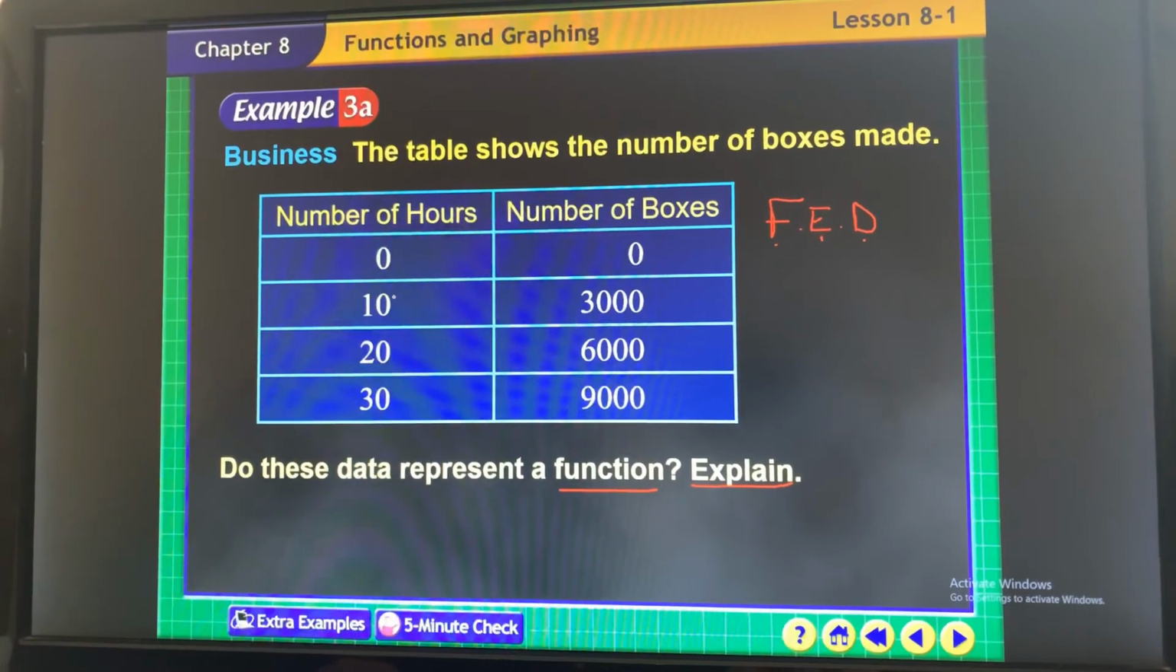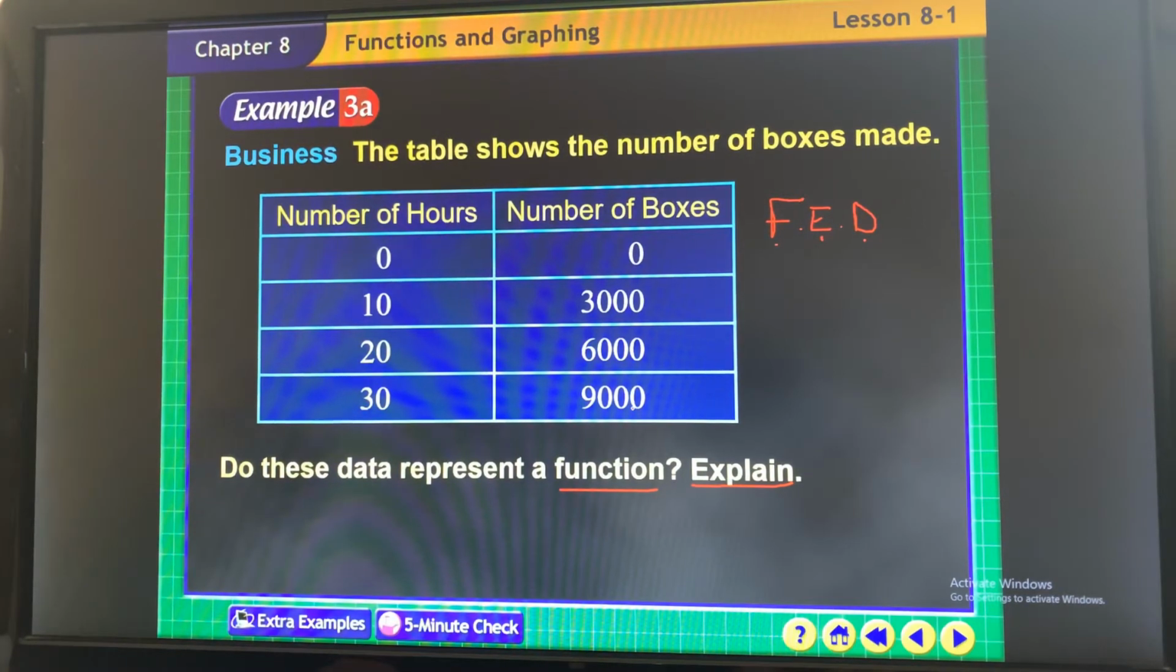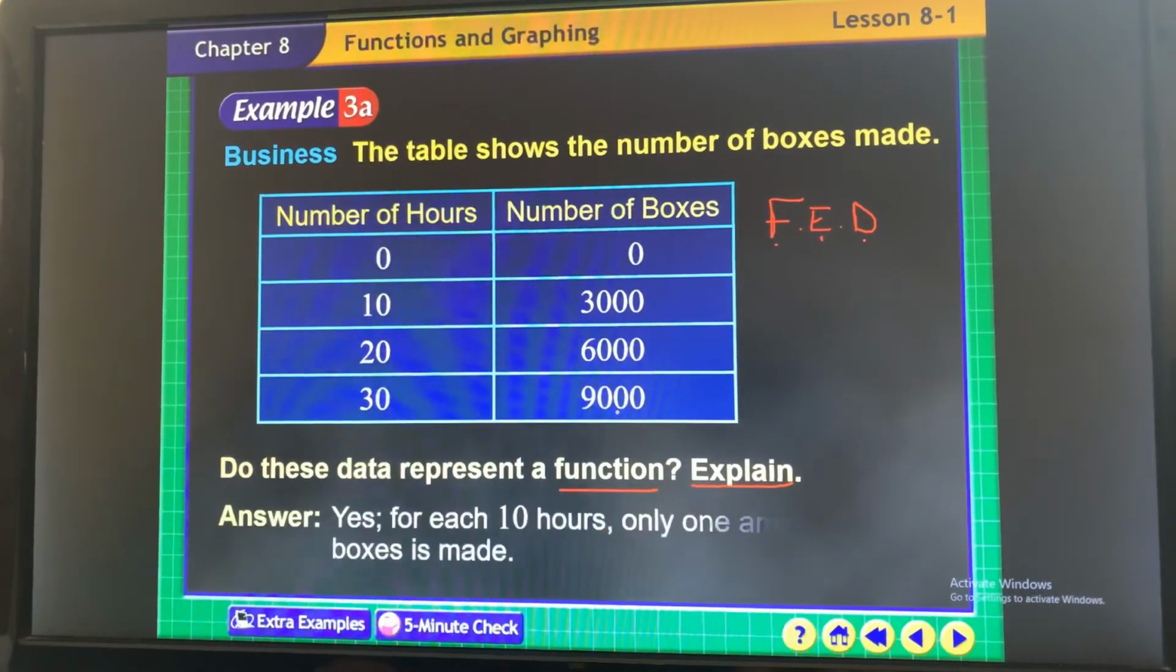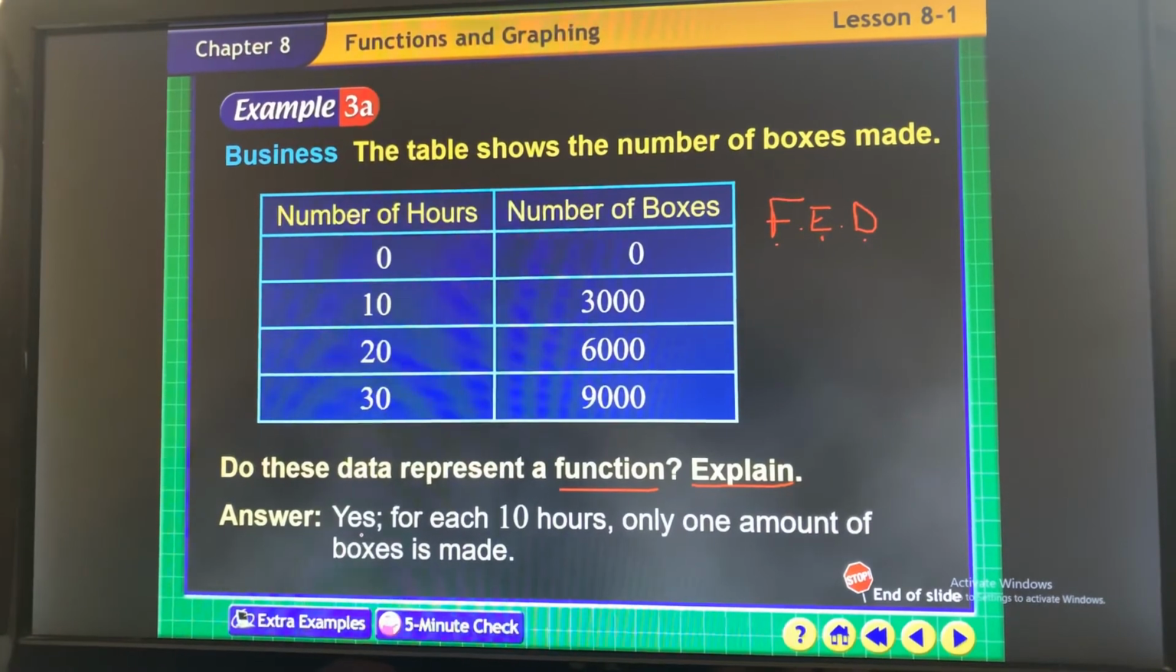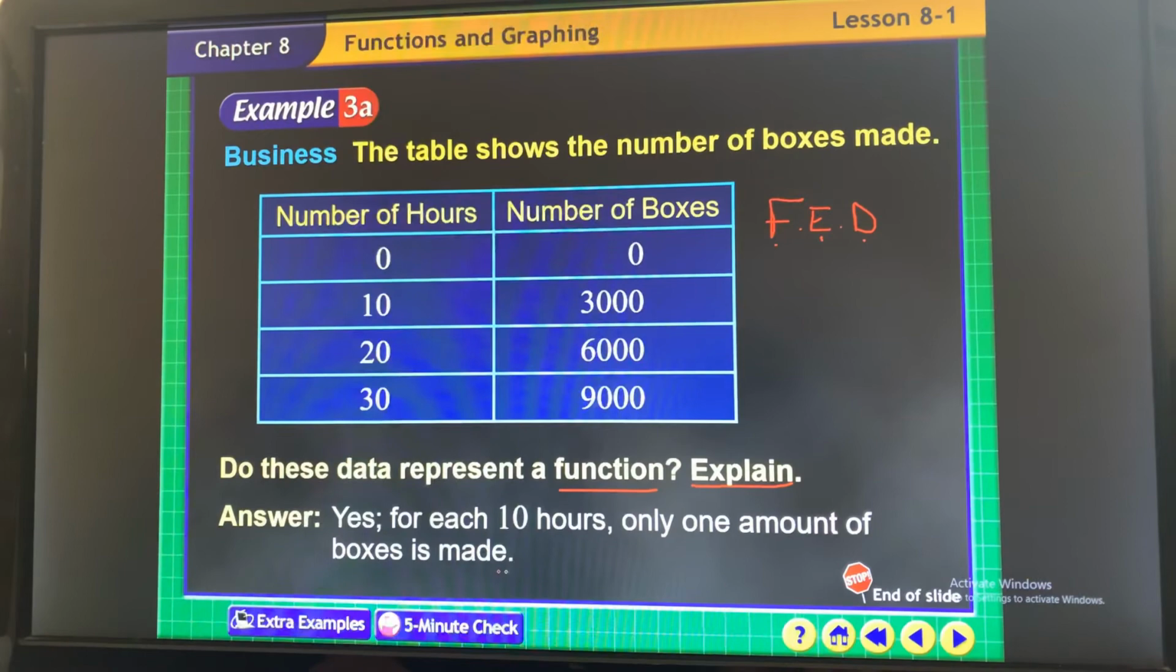Or you could say for every 10 hours, there's 3,000 boxes made. That's your explanation. Your description is saying for every 10 hours, the number of boxes increases by 3,000. It's describing exactly what's happening in the story. So remember your script before was yes, because it passes the vertical line test, or yes, because each x value has a unique y value. This is specific to the story. For each 10 hours, only one amount of boxes is made.